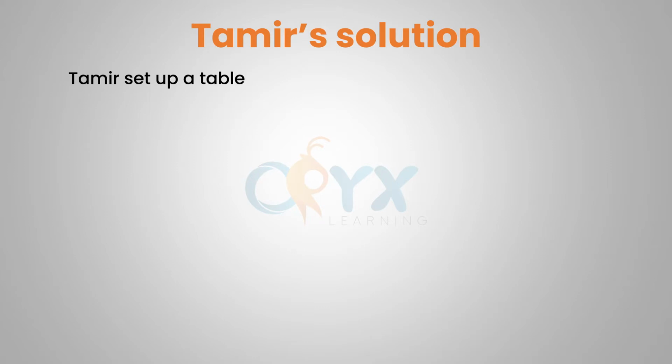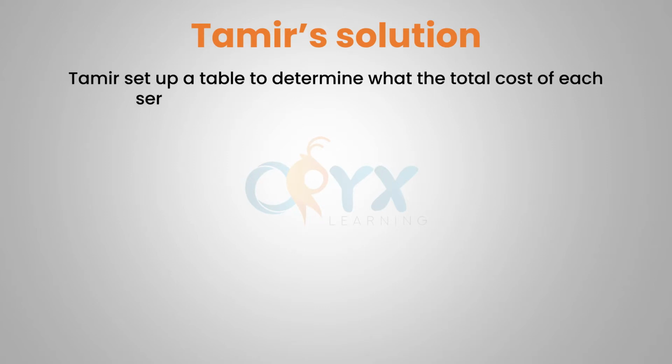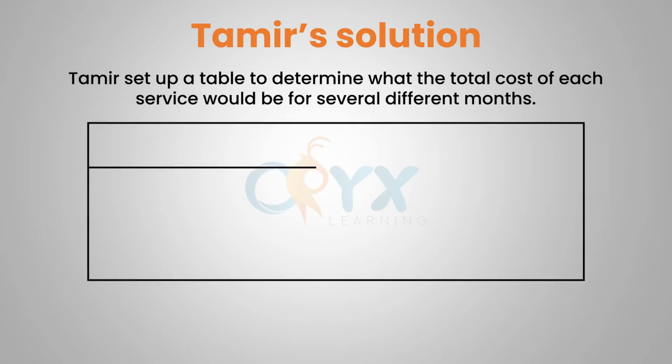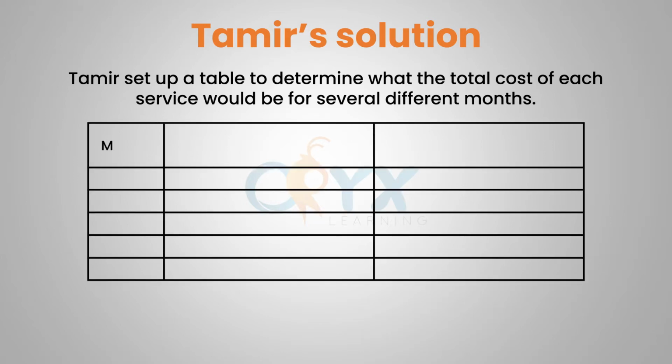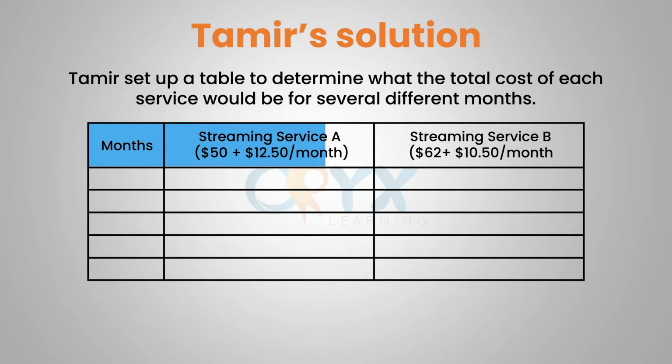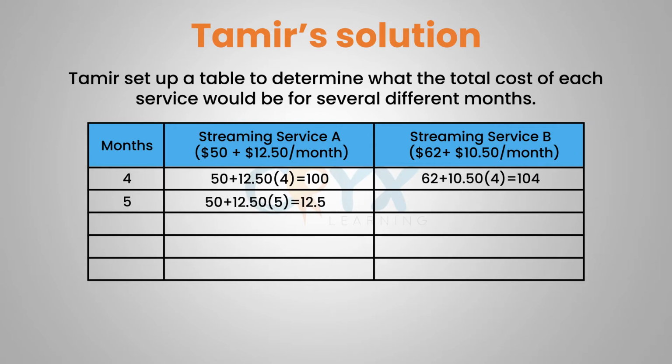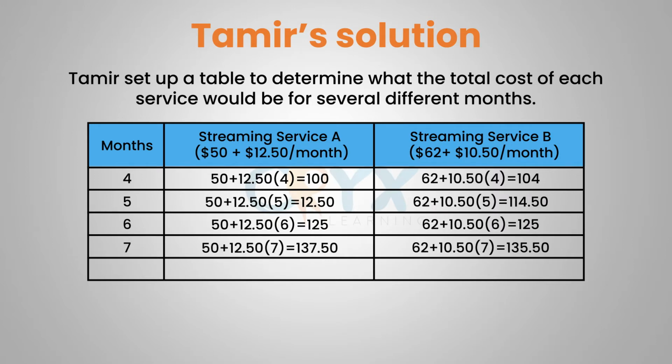Tamir set up a table to determine what the total cost of each service would be for several different months. As you can see in the chart, at 4 months, service A would be $100 and service B would be $104. When we get to 6 months, service A and B are both $125. And then when we get to 8 months, service A is now more expensive at $150 compared to service B at $146.